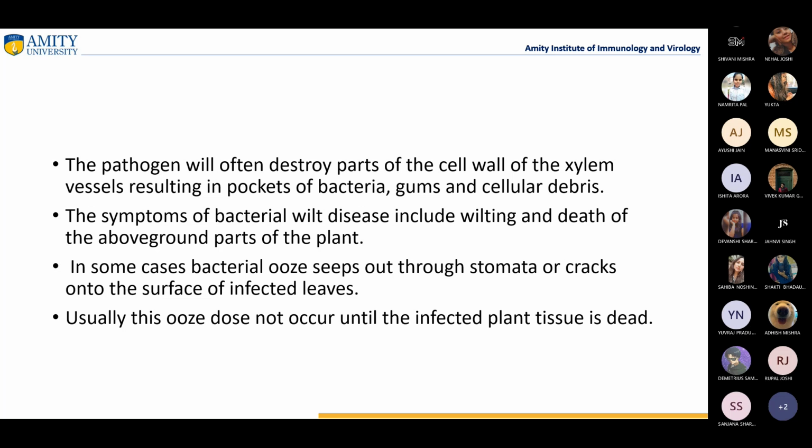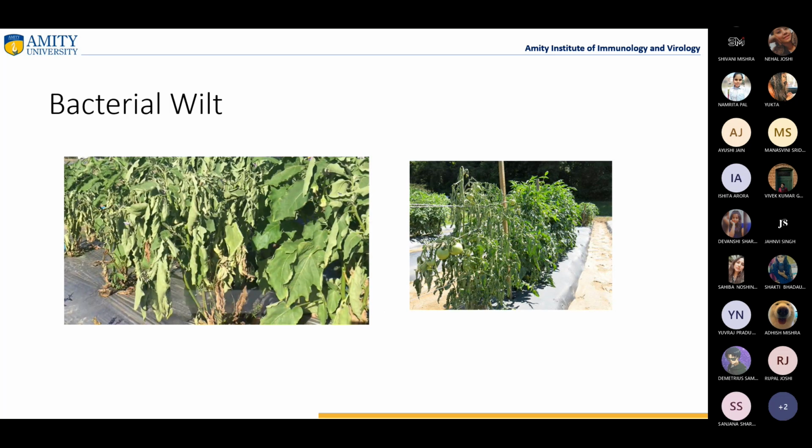In some cases, bacterial ooze seeps out through stomata or cracks onto the surface of infected leaves. Usually this ooze does not occur until the infected plant tissue is dead. So only after the tissue is dead can we see this ooze. So this is again the bacterial wilt. On this side, this seems to be a tomato bacterial wilt, and this is again some plant wilt which is caused by bacteria.